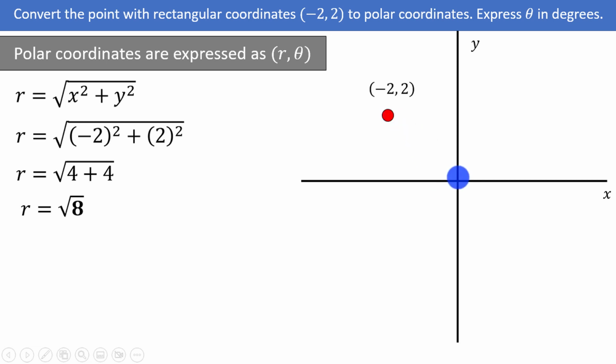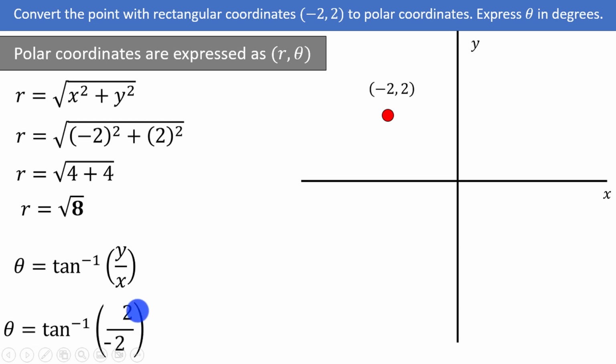To figure out the angle that we must travel the square root of 8 units out in, we can use the inverse tangent of y over x. This will become the inverse tangent of 2 over -2. This becomes the inverse tangent of -1 if you simplify. Now if you type this one into your calculator, you're actually going to get -45 degrees, which is, of course, not correct. -45 degrees is somewhere in the fourth quadrant.